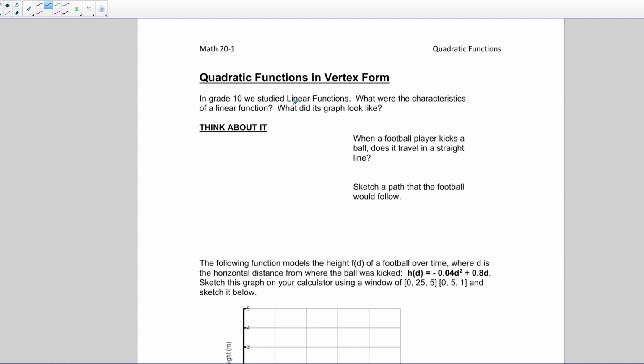So taking a look at quadratic functions in vertex form, which is going to be our first topic, we're going to go back to talking about linear functions. So back in grade 10, we talked about linear functions, linear coming from the word line. So all of the functions that we looked at really were just straight lines. Now, if we're looking forward towards 20 level math, we're going to start looking at curves. More in particular, we're going to look at quadratic functions.